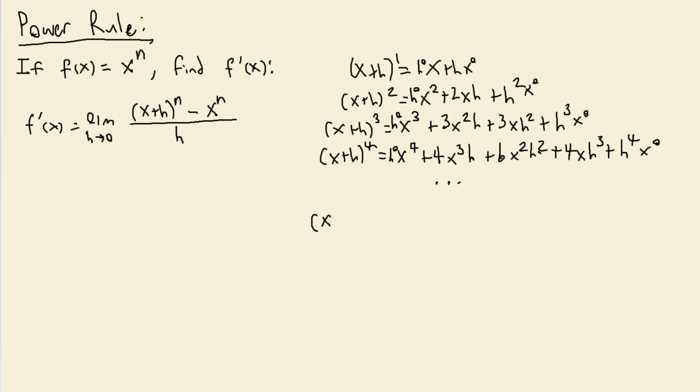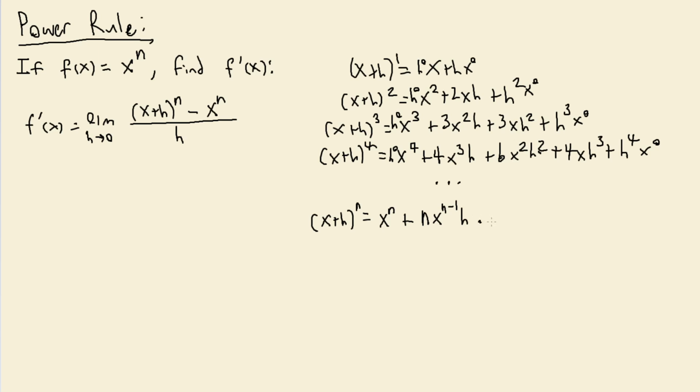And so (x + h)^n, we can generalize. We can say that this is going to equal x^n plus, and then it seems like the coefficient in the second term is always the power that we're raising it to. (x + h)^2, we have 2 as the coefficient in our second term. Power of 3, we have 3 as a coefficient. So we can write that our coefficient would be n times x^(n-1) multiplied by h to the power of 1, which is just h.